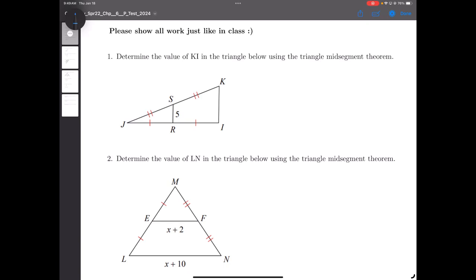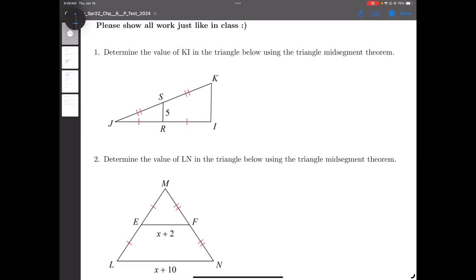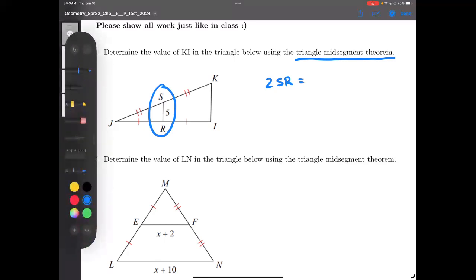Okay, so I tell you to use this theorem. You should have looked at your notes. You take the mid segment, multiply that by 2. That's supposed to give you your outer one right here. So whatever that is, 2 times the middle, you get the long one outside.